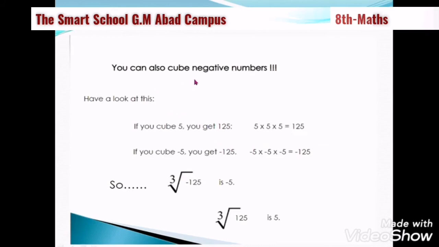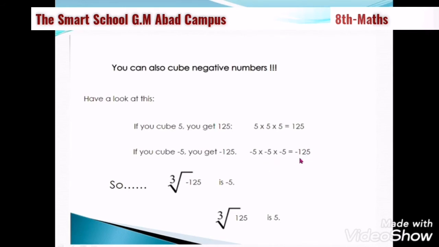You can also cube negative numbers. If you cube 5, you will get 125. When you cube 5, you multiply 5 by itself 3 times: 5 multiplied by 5 is 25, and 25 multiplied by 5 is 125. When you cube negative 5, this minus 5 will be multiplied by itself 3 times. Minus 5 times minus 5 makes plus 25, and plus 25 times minus 5 makes minus 125, because the signs also follow the rules of multiplication. The final answer is minus 125.